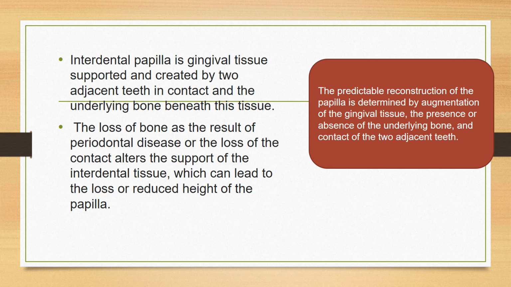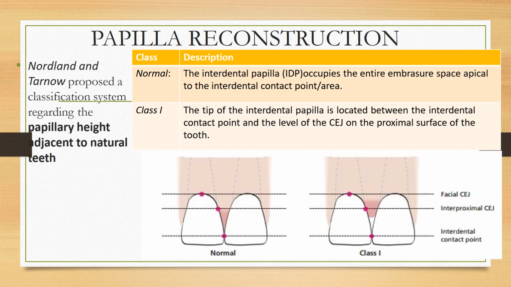Interdentally, the papilla is gingival tissue supported and created by two adjacent teeth in contact and the underlying bone beneath the tissue. So the loss of bone as a result of periodontal disease or the loss of contact alters the support of the interdental tissue, which can lead to loss or reduced height of the papilla. The predictable reconstruction of the papilla is determined by augmentation of gingival tissue, the presence or absence of the underlying bone, and the contact of two adjacent teeth. So in aesthetic surgery, the most important procedure is papillary reconstruction.